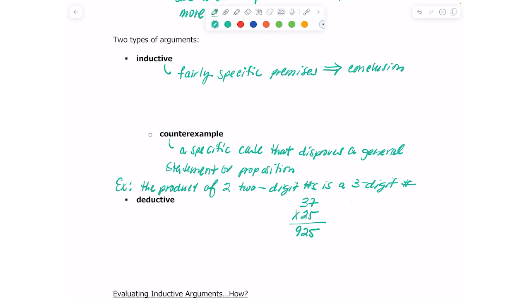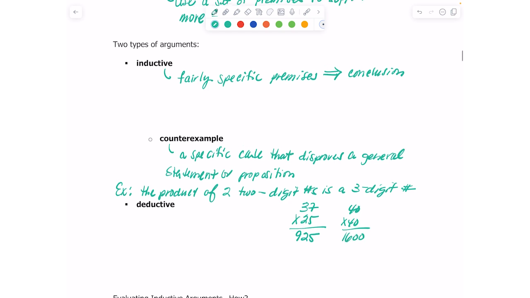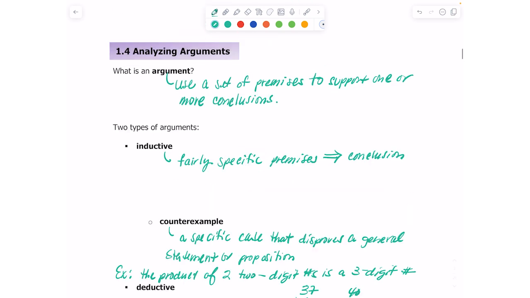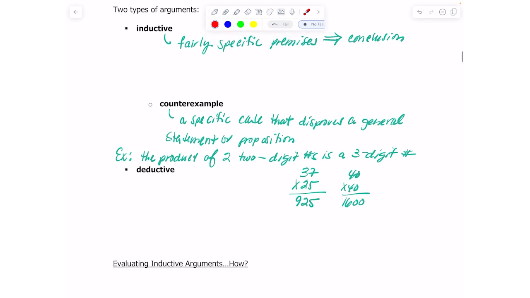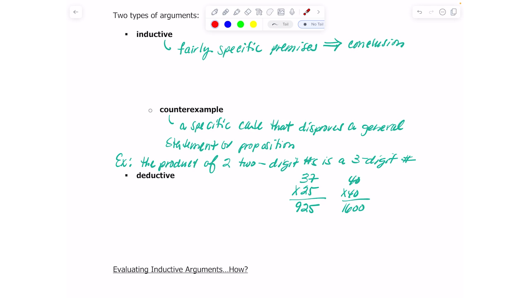And I can find a counterexample because if I was to multiply, let's say, 40 times 40, I would get a four-digit number, which is 1600. So that's my counterexample. Okay, the 1600 solution disproves that two two-digit numbers multiplied together will equal a three-digit number. You can see here that those two two-digit numbers equal a four-digit number. So with inductive reasoning, we've got fairly specific premises, right, which lead us to a conclusion.